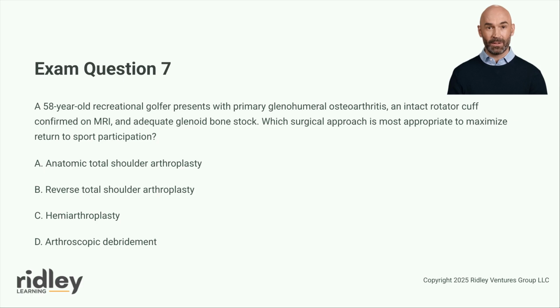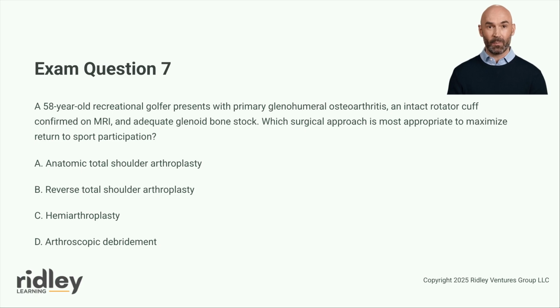Question 7. A 58-year-old recreational golfer presents with primary glenohumeral osteoarthritis, an intact rotator cuff confirmed on MRI, and adequate glenoid bone stock. Which surgical approach is most appropriate to maximize return to sport participation? The correct answer is A. Anatomic total shoulder arthroplasty. Rationale.